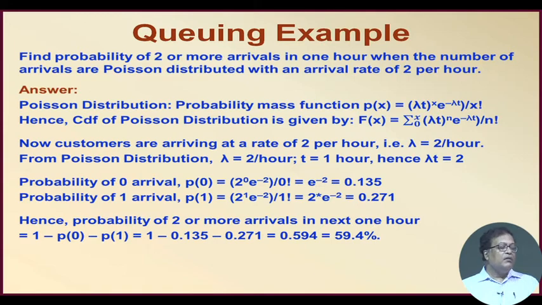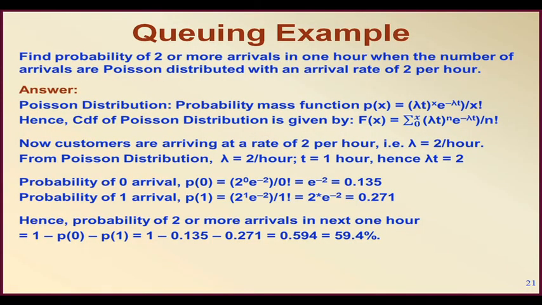So, what is the probability of 1 arrival? P(1) is given again by (lambda t)^n e^(-lambda t) / factorial n, which is 0.271. Hence, the probability of 2 or more arrivals in the next 1 hour is given by 1 minus P(0) minus P(1), equal to 1 minus 0.135 minus 0.271, equal to 0.594, that is 59.4%.